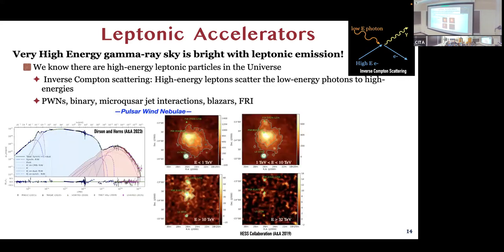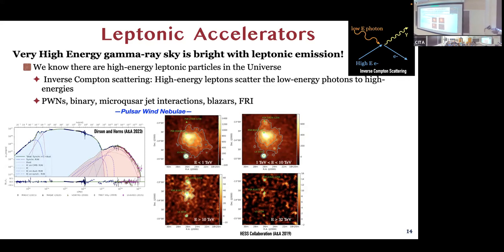Binaries, do you mean binary accretion, or do you mean colliding wind nebulae? We see both. There is one clear colliding wind case, I can't remember the name of the paper off the top of my head. There's one case we know of a wind collision, but most of the binaries that we see are high mass X-ray binaries.